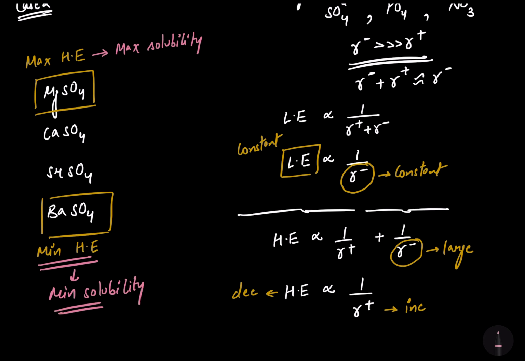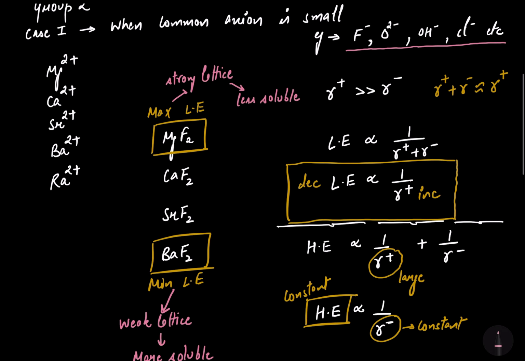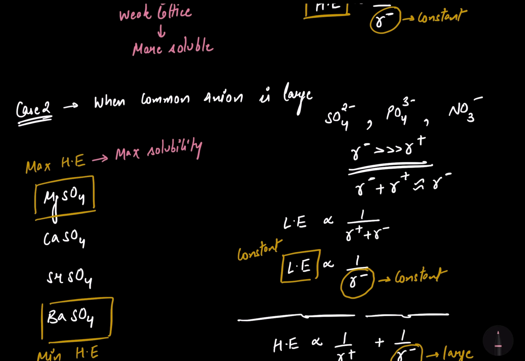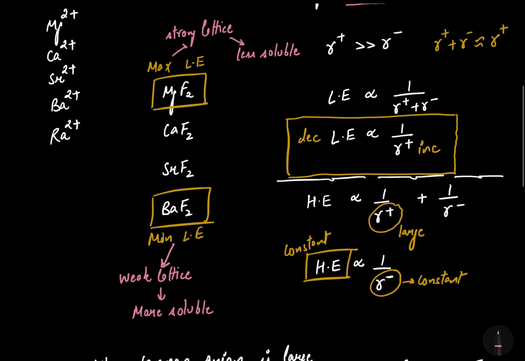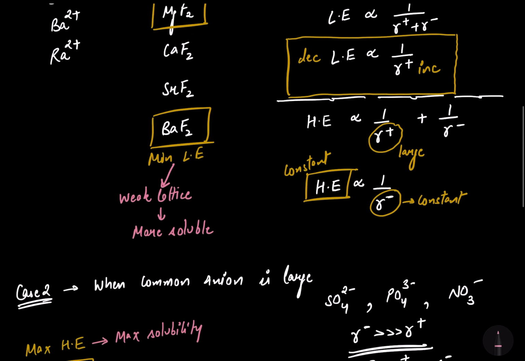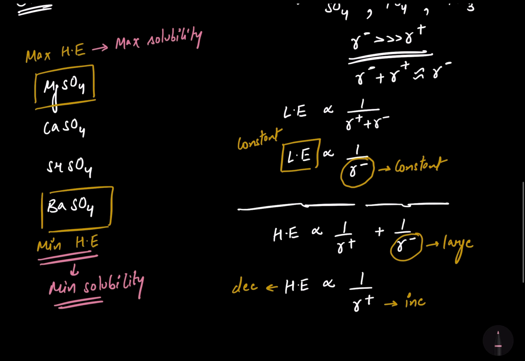So these two cases are vice versa of each other. In case of magnesium fluoride, it is the least soluble, but in case of magnesium sulfate, it is the most soluble. On the other hand, in the first case, barium fluoride, having the minimum lattice energy, is more soluble, but barium sulfate, having minimum hydration energy, will be the least soluble.